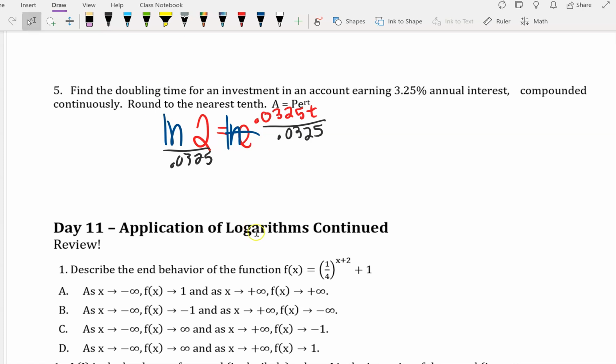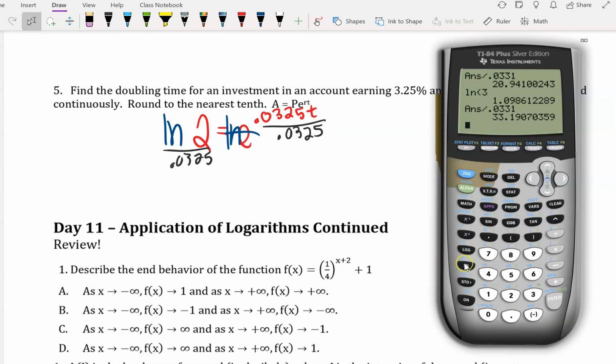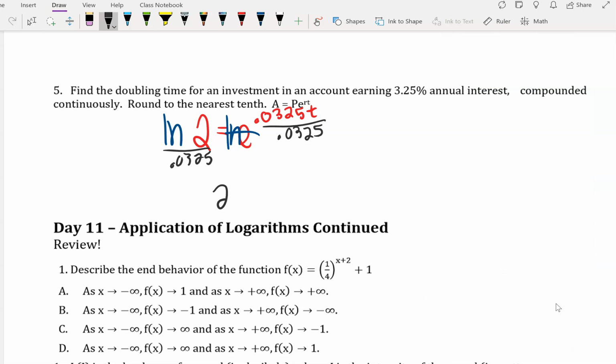Type into my calculator natural log of 2 divided by 0.0325, and I get 21.3 years because it said round to the nearest tenth. 21.3.